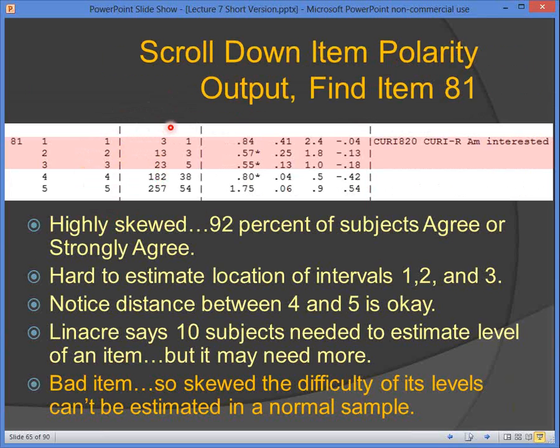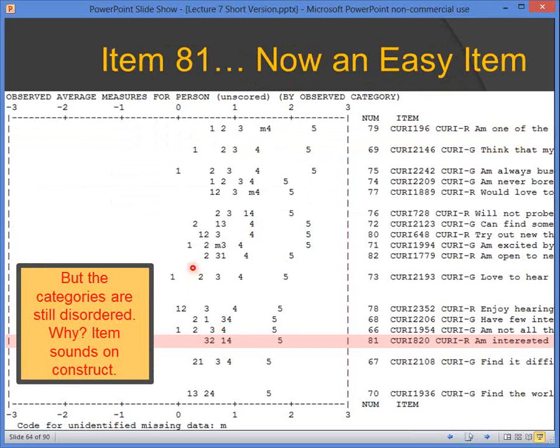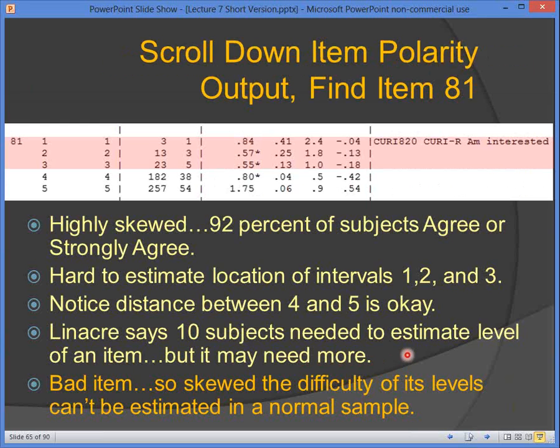So the question is, why are these levels of the item disordered? The item, I'm interested in many things, sounds like it should be right on construct. It's curiosity, right? It should be right on construct, and yet the graph is showing us that the levels of the item are distorted. There must be something that accounts for that. We go to the item polarity table and look at the percentage of subjects that are actually in the first 3 levels of the item.